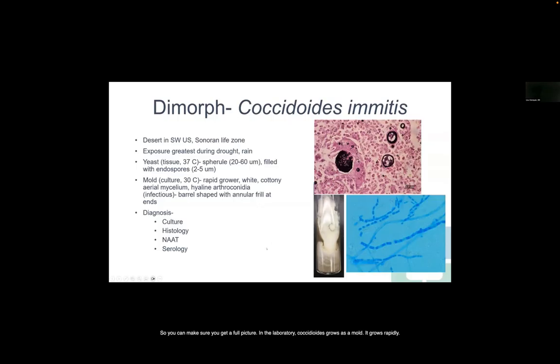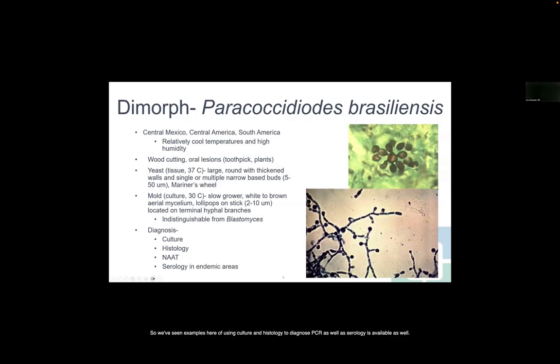In the laboratory, Coccidioides grows as a mold. It grows rapidly, a handful of days, 2 to 3 to 5 days. It's white, it's fluffy. And what we see are these infectious arthroconidia. They're barrel-shaped, and sometimes you can see an annular frill at the ends. So we've seen examples here of using culture and histology to diagnose. PCR as well as serology is available as well. Our next dimorph is not commonly found in the United States.